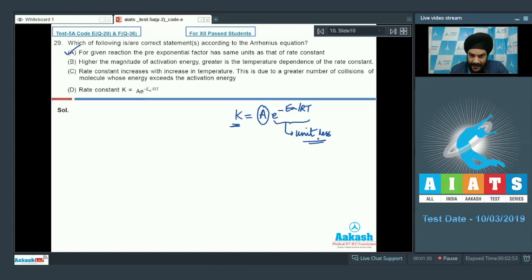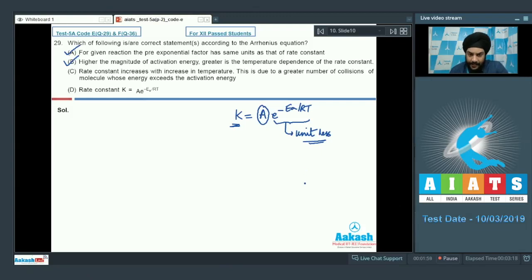Let us look at statement B now. Higher the magnitude of activation energy, greater is the temperature dependence of the rate constant. This is also correct, students. We know that a reaction which has a greater value of activation energy is more sensitive towards temperature as compared to a reaction which has a lesser value of activation energy. So statement B is also correct.